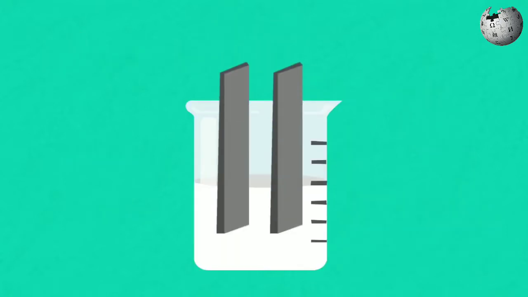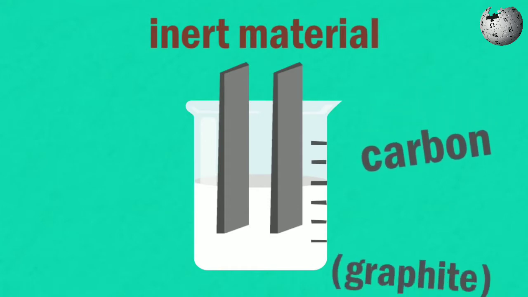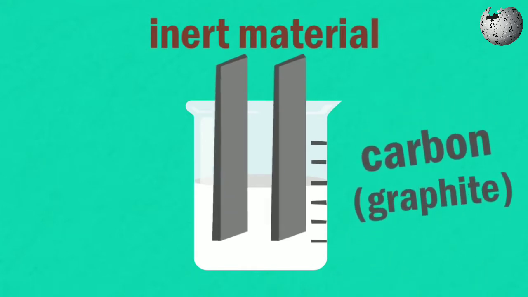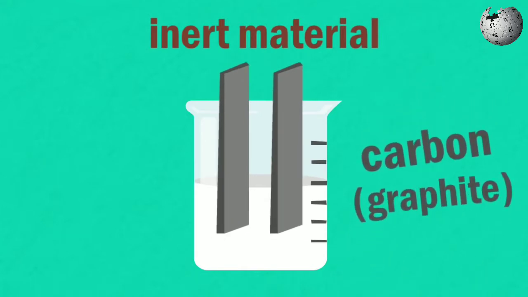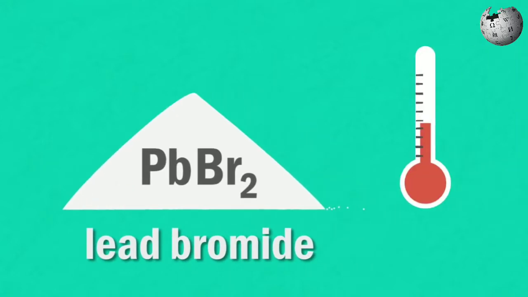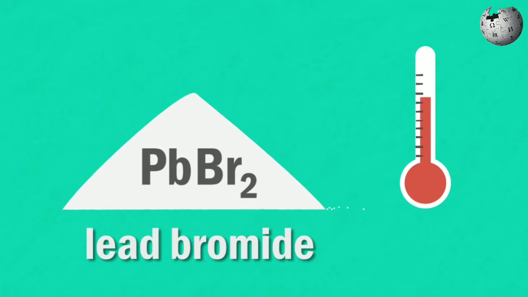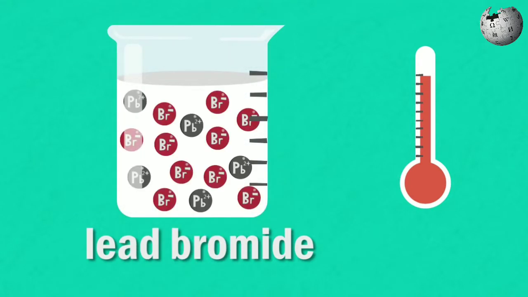The electrodes themselves are usually made from an inert material such as carbon or graphite. This is to ensure that the electrodes aren't involved with the reaction. Another example of electrolysis is with lead bromide, which can actually be done in a laboratory. At room temperature it's a solid, and as we've seen with other ionic solids, it won't conduct as the ions cannot freely move. But when it is heated and melts, it becomes an electrolyte.